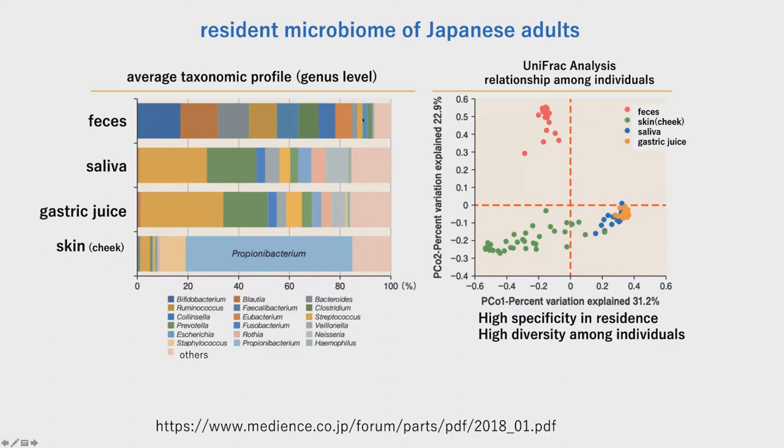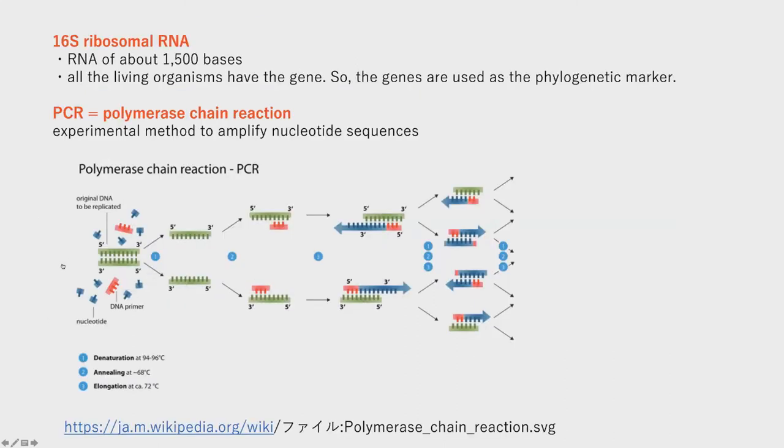And this graph shows the taxonomic composition of the bacteria. So for example, by applying heat, the double strand DNA is denatured and becomes a single strand. And applying the primer and the DNA polymerases, the complementary chains are generated for each DNA strand.